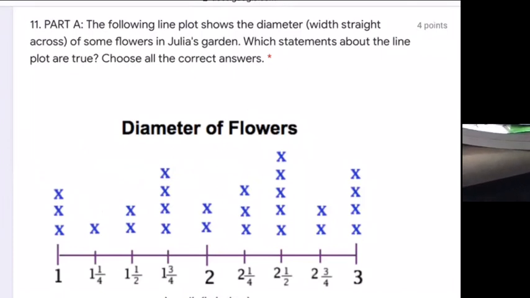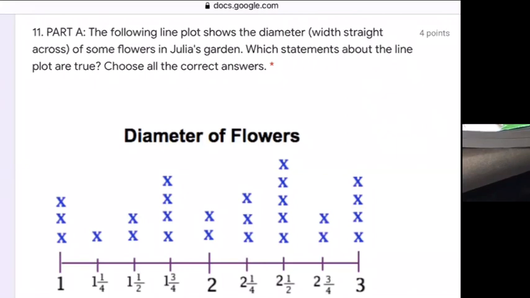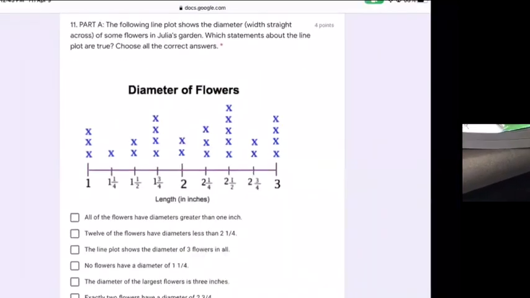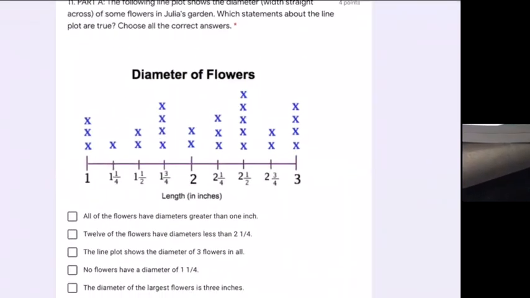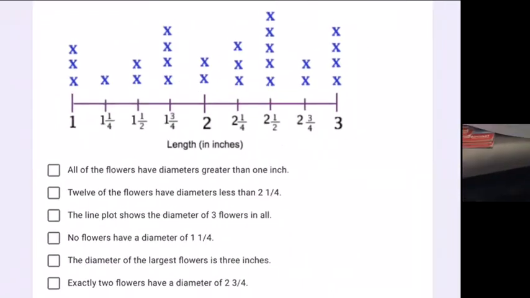This is the last one, I think. The following line plot shows the diameter width straight across. Now, which statements about the line plot are true? Choose all the correct answers. For this one, you should have just gone through each one to see which ones are accurate, and which ones aren't. So here's the first one.